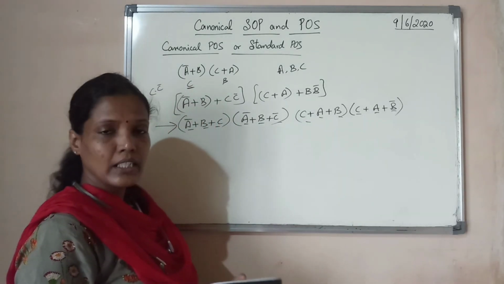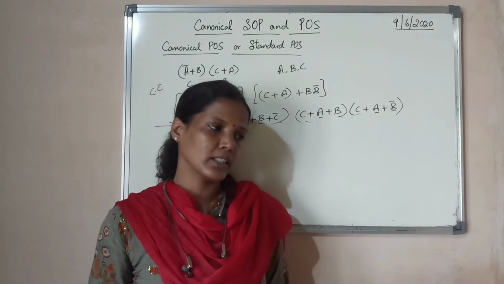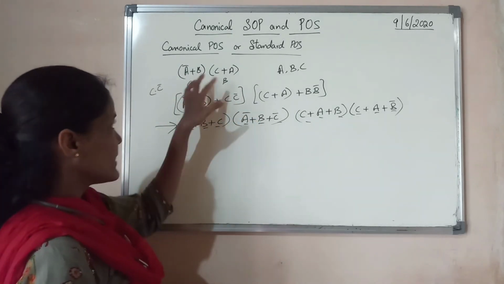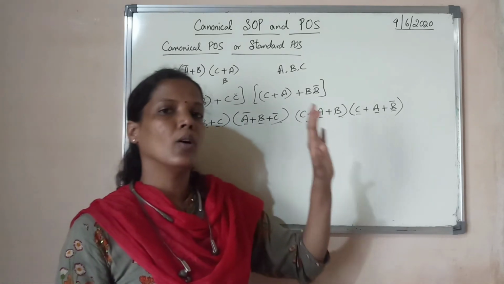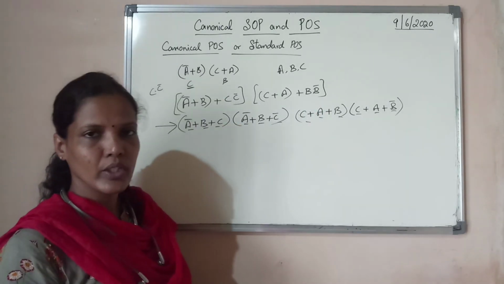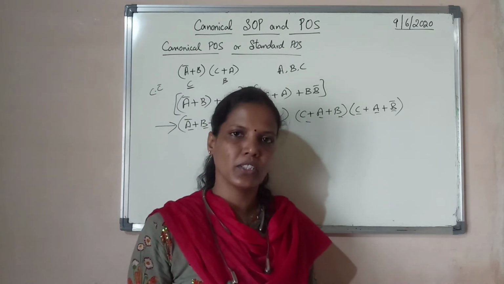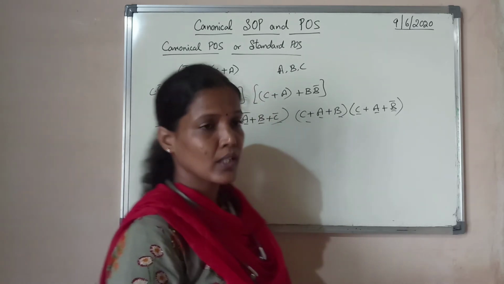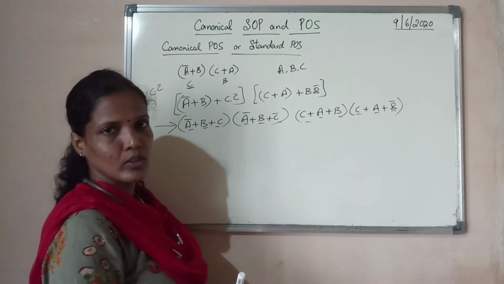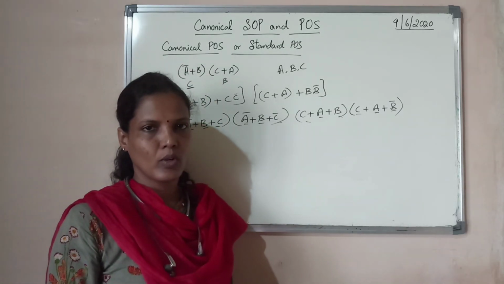So canonical SOP or canonical POS is nothing but converting the given expression in such a way that all of the terms contain all the variables. Now we know how to convert the given expression into standard SOP or the standard POS. Now I am going to give you some homework problems. You have to solve them and WhatsApp me.